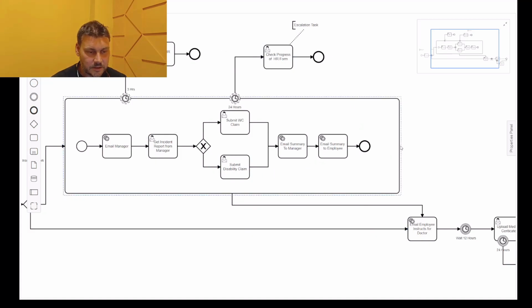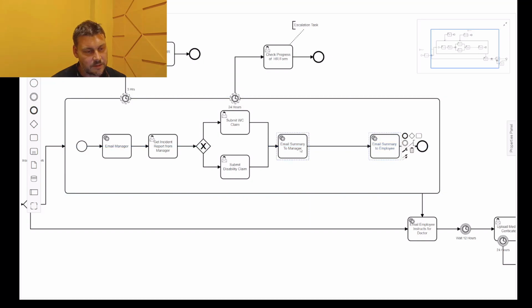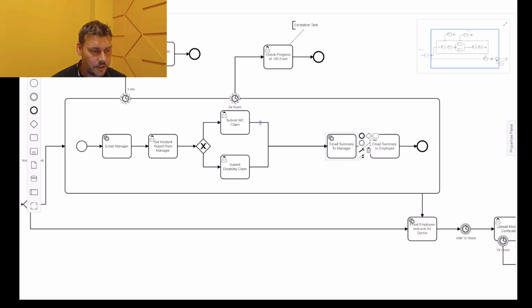Let's move on to our first part and we're going to adjust this. So now we've got our human workflow, we're sending emails, and we're going to go through this example. We got to the point where they're submitting the WC claim, the workers' compensation claim. So let's say this is a third party, and we've gone to our RPA and we've invested in our RPA.